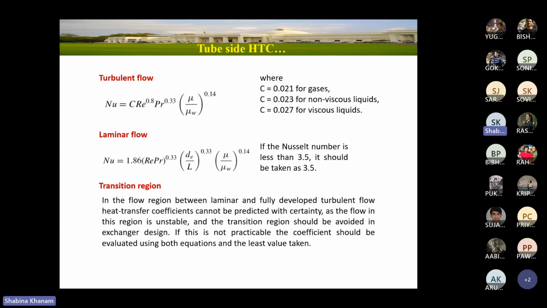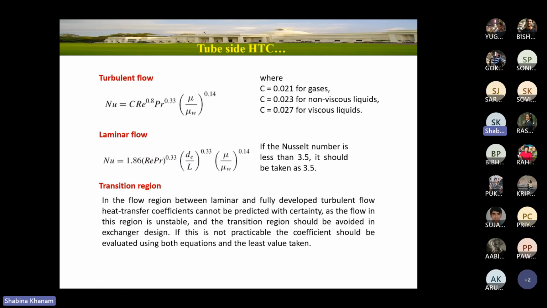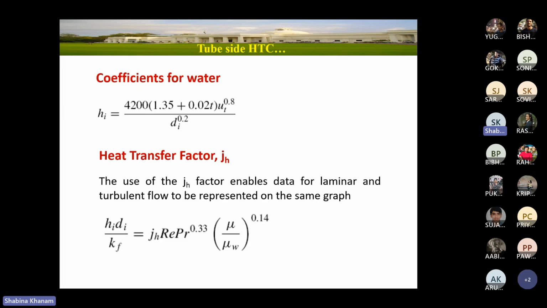And for transition flow, you need to calculate from both of the equations, and you need to choose the lesser value. In that way you can find out the heat transfer coefficient. However, if you are dealing with water, I don't say that these equations would give the wrong value. No, but you will get a more accurate value from here.